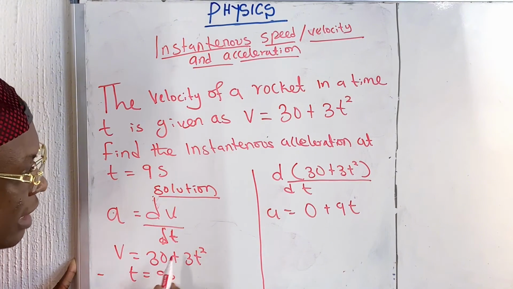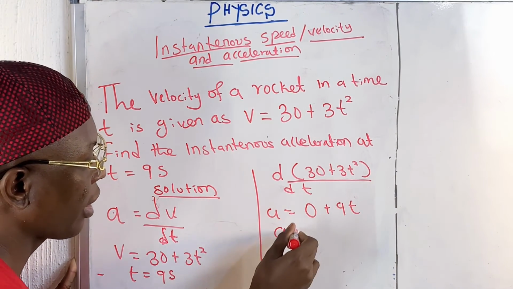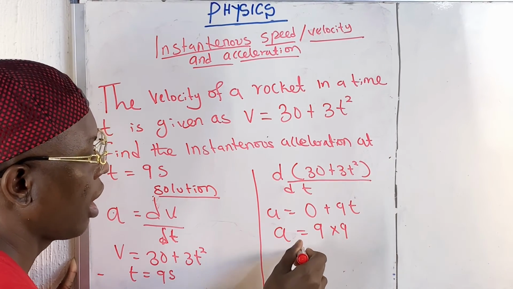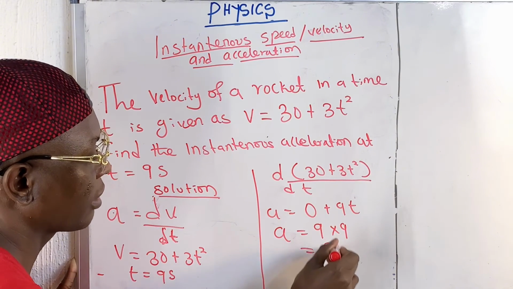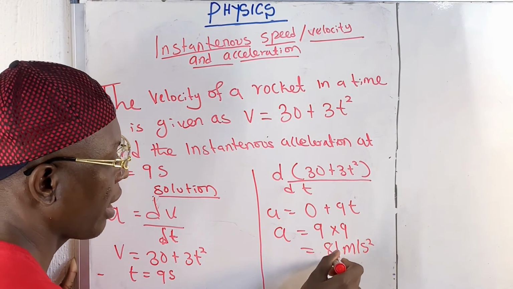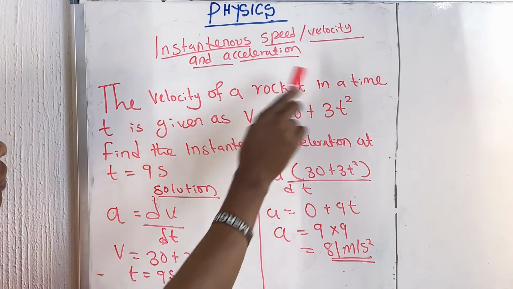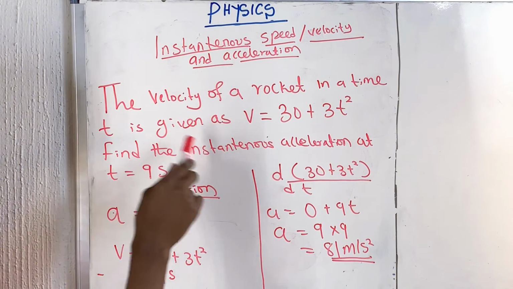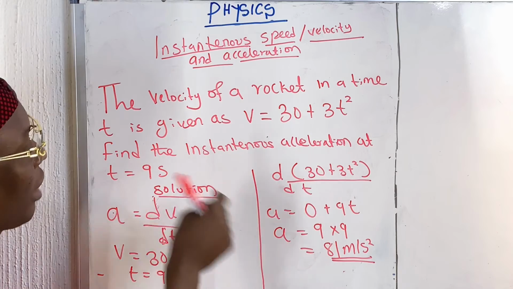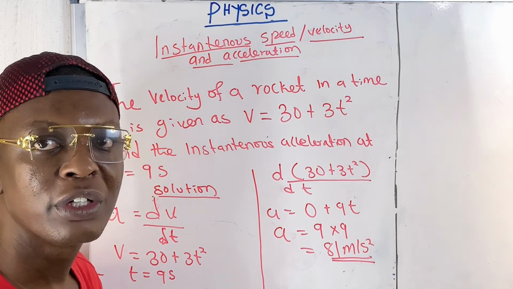So remember that t is 9 seconds. So where there is t, we'll replace it with 9. Therefore, a will become 9 times 9. And what is 9 times 9? 81. The SI unit for acceleration is meter per second square. So the instantaneous acceleration at 9 seconds is 81 meters per second squared.